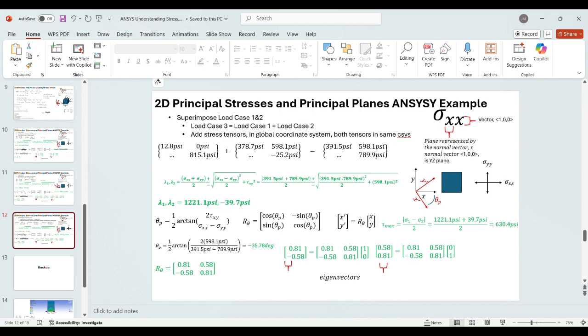And I've calculated the normal stress in the x direction to be 391.5, and the normal stress to be 79.9 in the y direction. And the shear stress is 598.1.